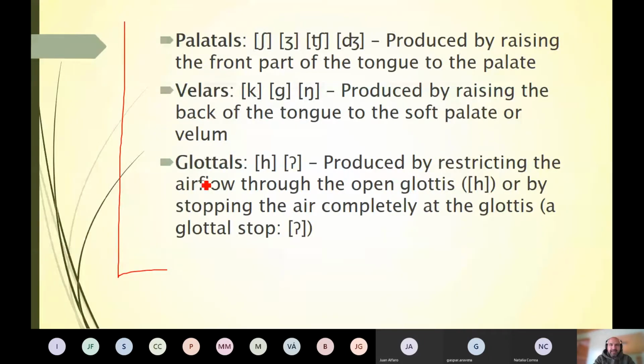And palatals are produced by raising the front part, not the tip, not the back, but the front part, which is sort of the middle part of the tongue, towards the palate or hard palate. And we have the sounds sh and zh. Okay, it's always good to learn them in pairs because basically these two sounds are palatals and are fricatives, and the only difference is the voicing, which is the vibration of the vocal folds. The first one is voiceless, and the second one is voiced.